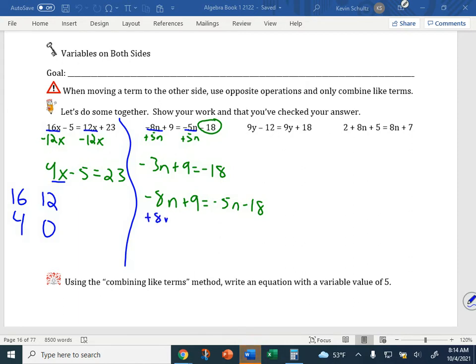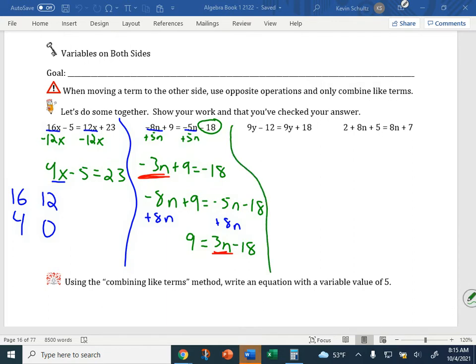You would add 8n to both sides, which on the left side would give you that +9. And -5 plus 8 is a +3n minus 18. The only difference between the two methods here is that on one side, your n's are negative, -3n. On the other side, the n's are positive, +3n. It depends on which side you move to. But yes, that's an option too for you positive thinkers. Okay?